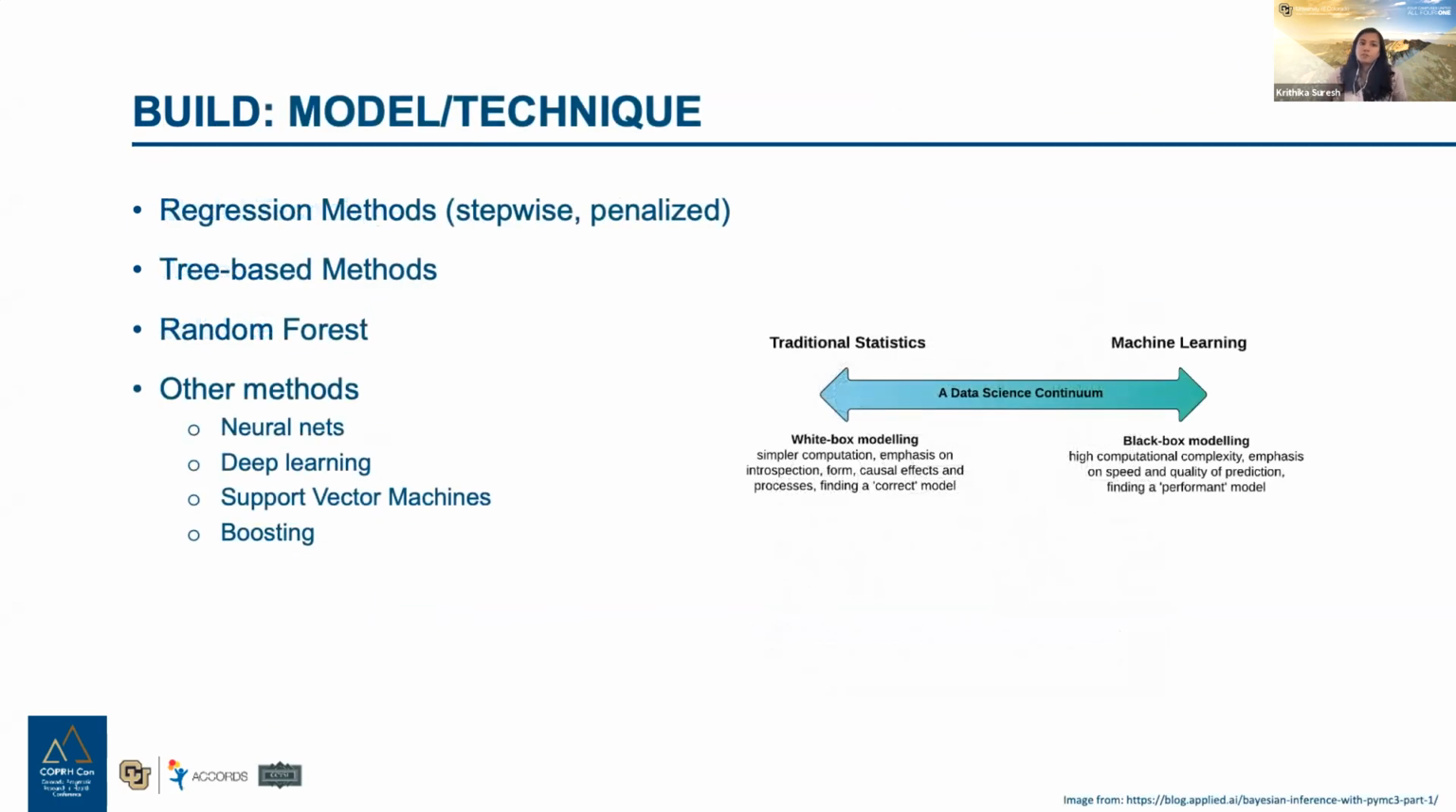So there's a large number of methods that you could use for building your prediction model. They start to fall along this data science continuum, where on the left-hand side, you have your more traditional statistical methods, so your regressions. And then on the right-hand side, you have your newer, fancier machine learning methods, so your neural networks, your deep learning.